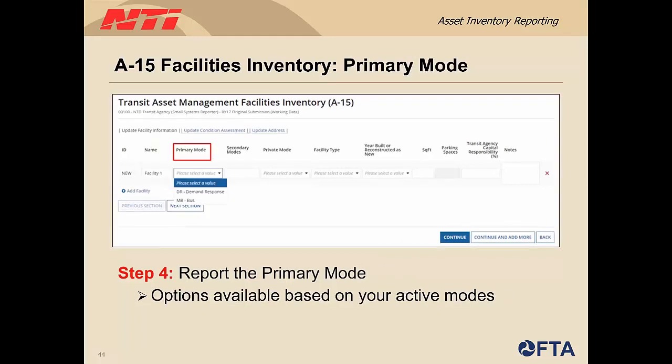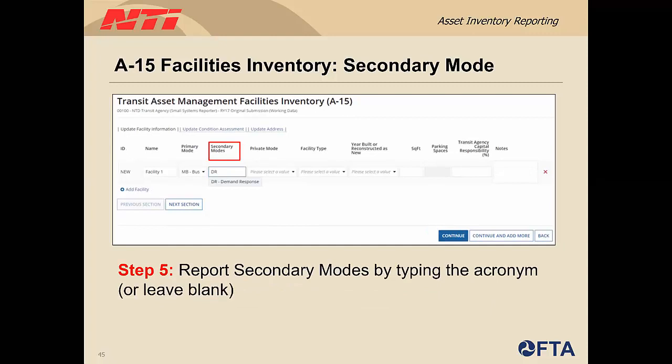Next, you will report the primary mode that services the facility. The form will populate a list of available modes that your agency is reporting that you can then select from. For any additional modes that also serve the facility, you can add these under the secondary mode field by entering the mode acronym. For example, demand response is DR and motor bus would be MB. It's at your agency's discretion which modes you would like to report as primary and which ones you would like to designate as secondary.